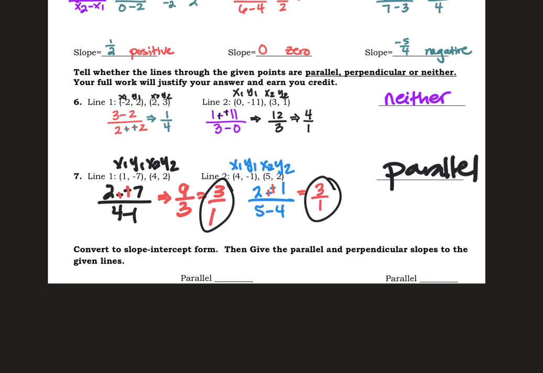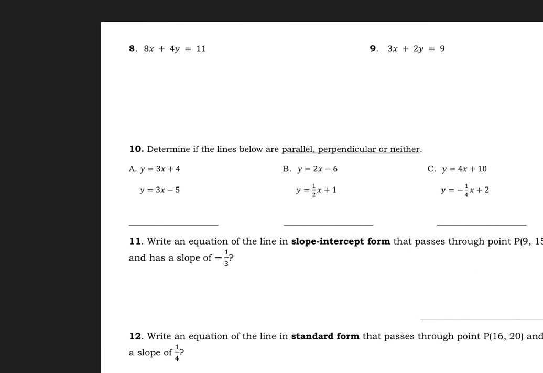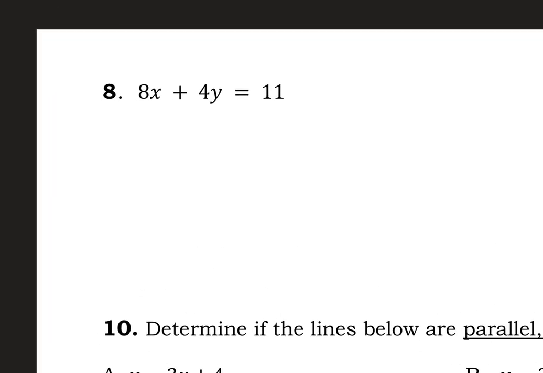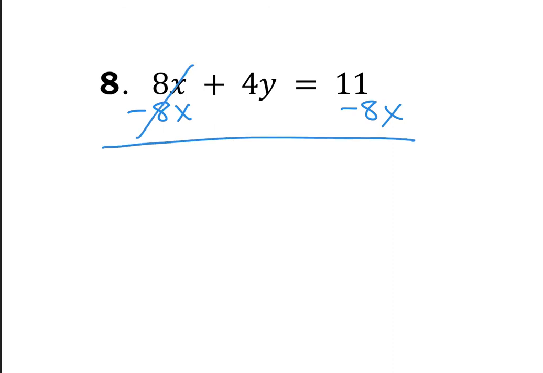All right, the instructions state on the front page, but on the back side it says convert to slope-intercept form, then the parallel and perpendicular slopes. So all we're going to do is put this into y equals. Remember, regardless of what direction we're going, what did I say you needed to move first? Does anyone remember? The x. Subtract the x from both sides. When you rewrite it, the x goes first. So negative 8x plus 11.